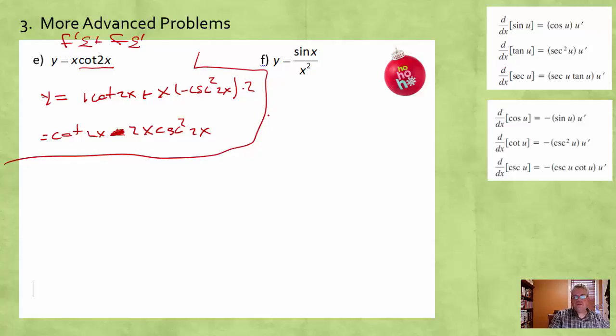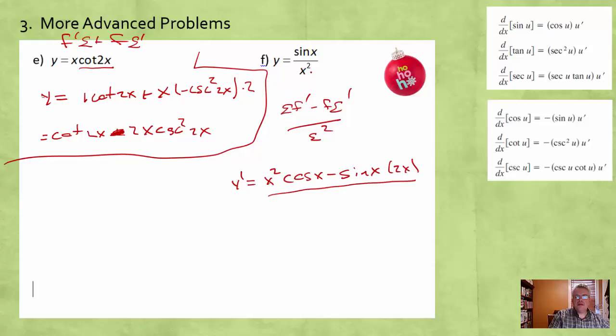Alright, here's our last example. Okay, so we have y equals sine of x over x squared. We need the quotient rule for this. So let me write that down again. It's g f prime minus f g prime over g squared. All right, so g is x squared. F prime would be cosine x minus f, which is sine of x, times g prime, so times 2x, divided by g squared. X squared squared is x to the fourth.